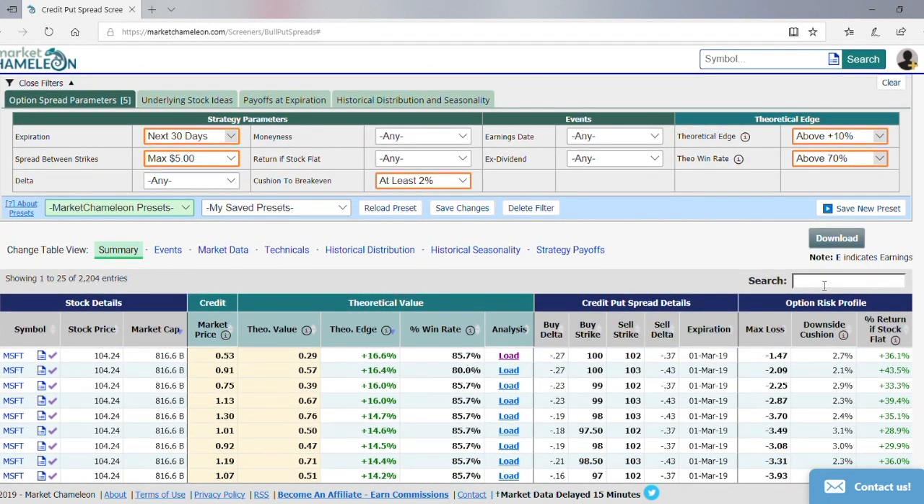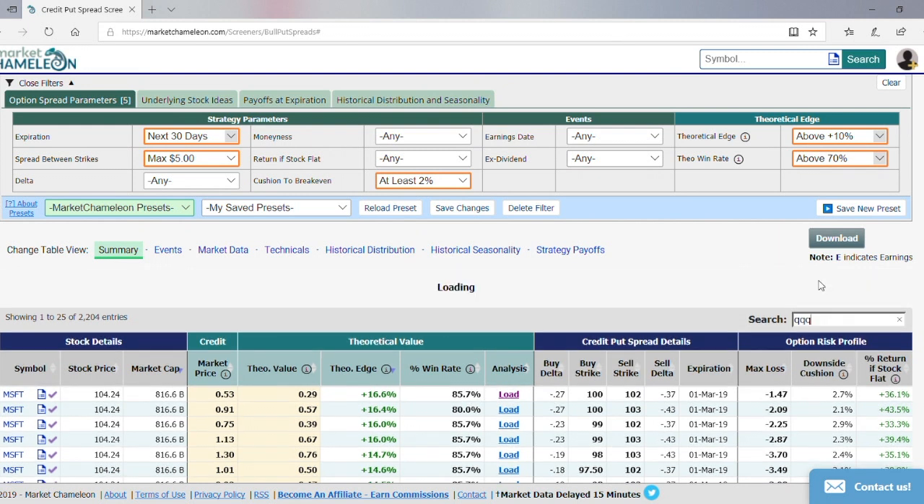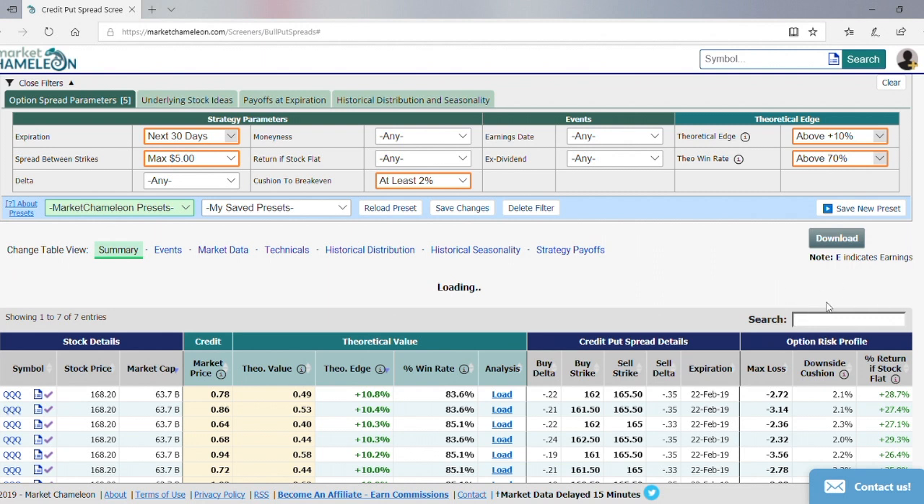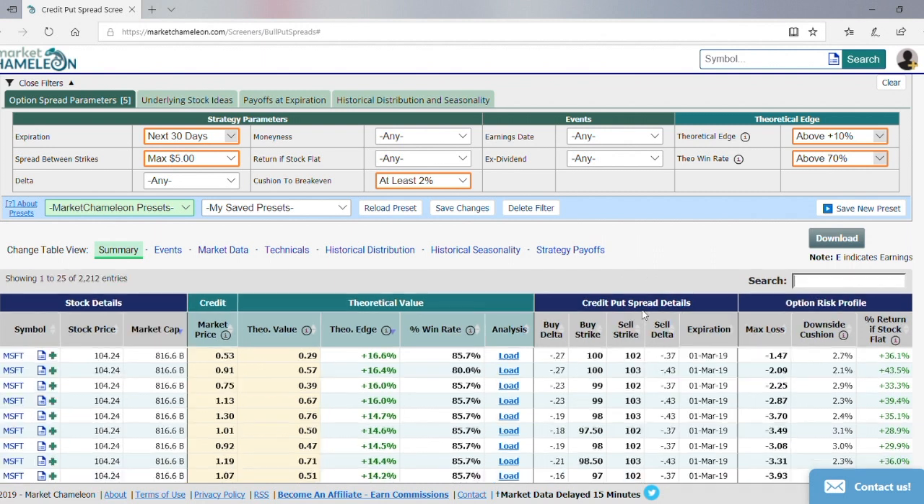Another thing you could do is, if you want to look not at Microsoft but at a specific stock like QQQ, just go and filter it there, and then you see the best credit spreads in QQQ or any other stock symbol that you wish. So hopefully this is really helpful, and you can see how quickly you could scan the markets and find the best opportunities in credit spreads.